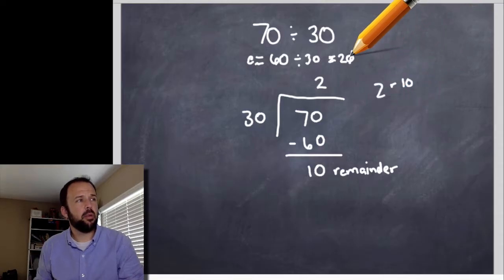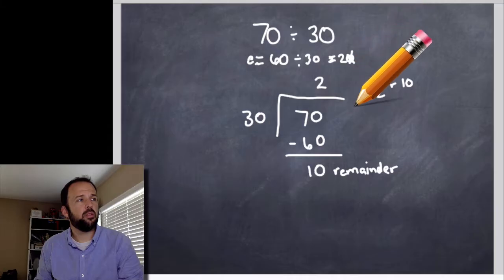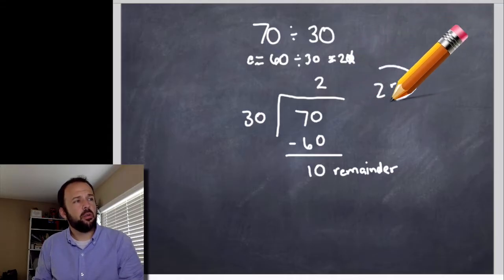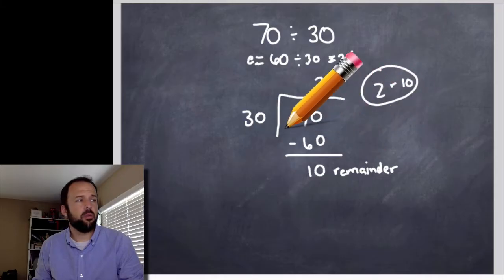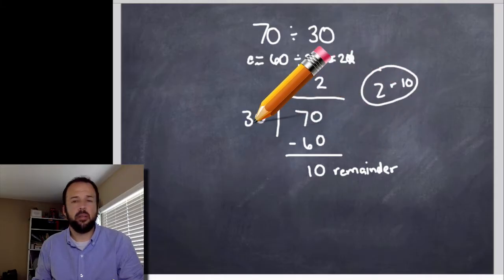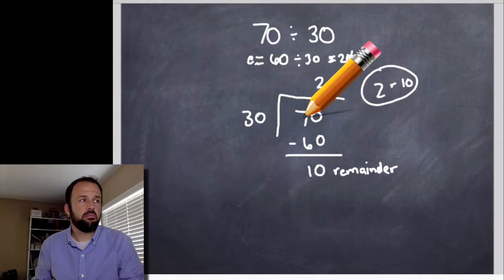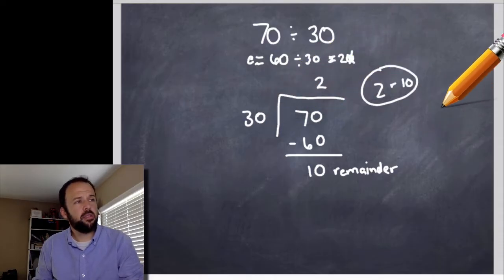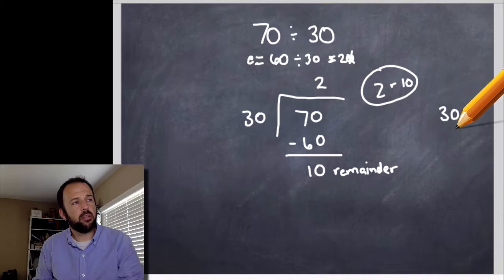And I misspoke way back before. This should have been a 2, not a 20, so I apologize about that. But anyway, this is going to be our quotient, our answer to our problem of 70 divided by 30. Could we check this? Sure, we can multiply. We can do 30 times 2, and that should get us back to where we need to be.